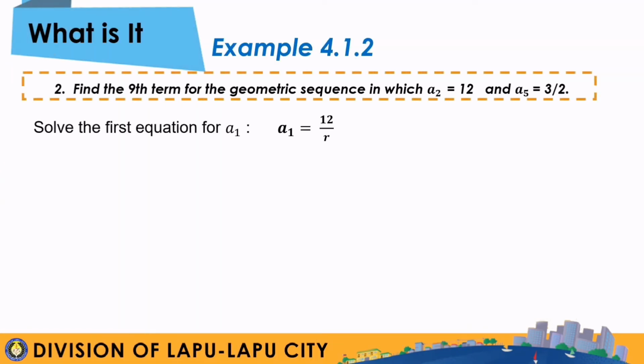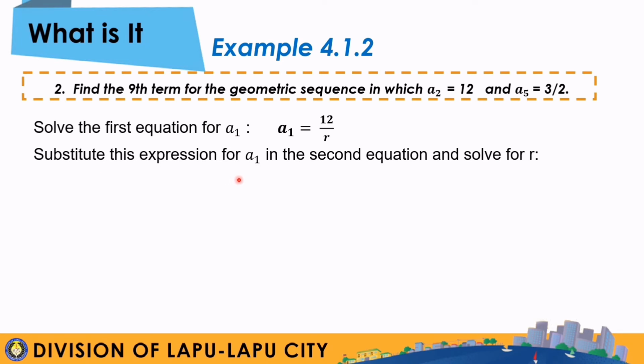The next step would be we are going to solve for the first equation, a sub 1. So we will come up with this. And then substitute this expression for a sub 1 in the second equation and solve for r. Here, 12 equals a sub 1 times r is our first equation, and 3/2 equals a sub 1 r to the exponent 4 was our second equation. So from here, how do we come up to this?